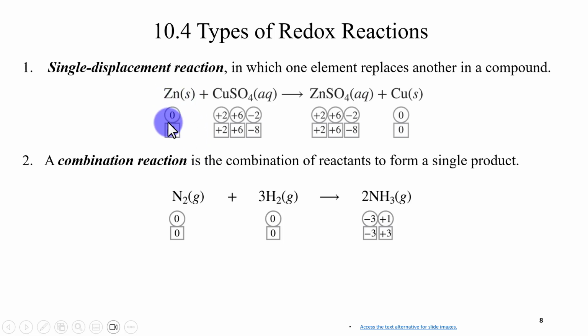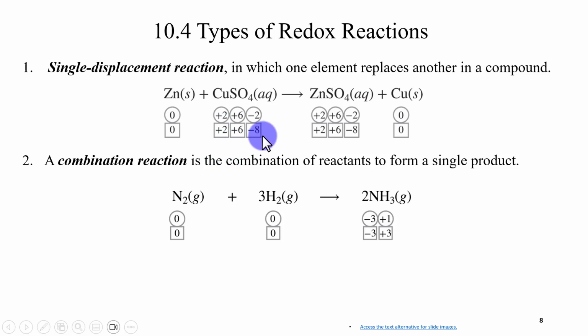So zinc starts out at 0, but it ends up as +2. Oxygen has a 2- charge. There are 4 of those, and 2- times 4 gives you a -8. Copper has a +2. You have only 1 of those, so it has a total contribution of +2.